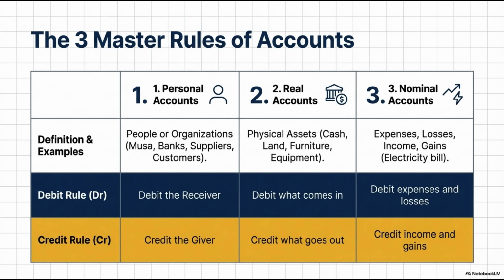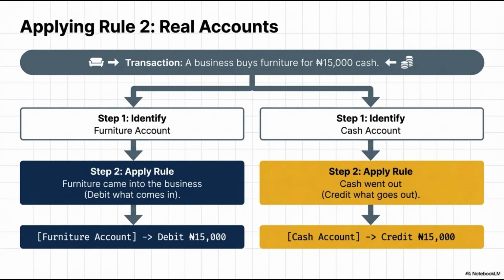2. Real accounts. These are physical assets. Example: cash, land, furniture, equipment. Rules: debit what comes in, credit what goes out. Example: a business buys furniture for 15,000 naira cash. Furniture came into the business. Furniture debit 15,000 naira, cash credit 15,000 naira.